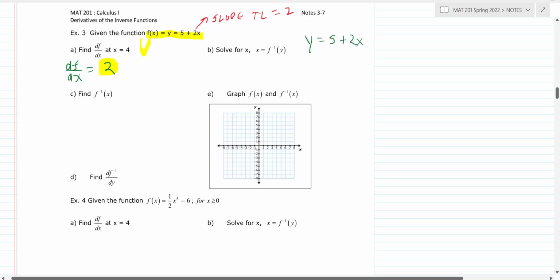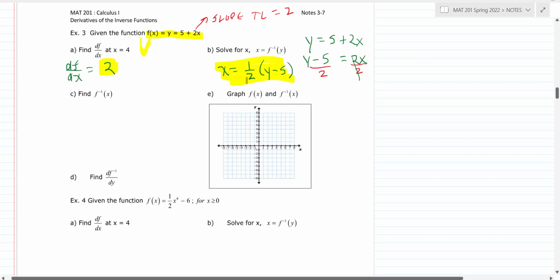So I'm going to subtract 5 from both sides, and I can do this in my head. And then I can divide both sides by 2. And then I can write this like this. So I get x equals, that canceling. And you can write this, if you want to, as 1/2 y minus 5. You don't have to write it that way. You can also just write it as y minus 5 over 2.